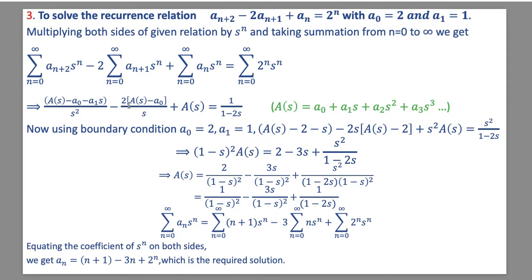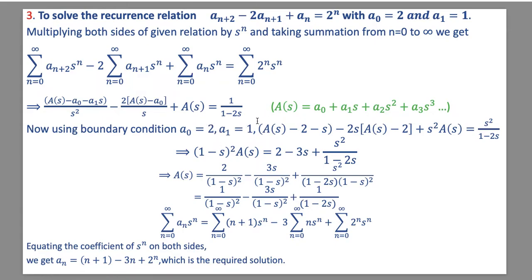So the next term is 2 As minus a naught. A naught is 2. So here it was s because we are multiplying by s square. So s square upon s is s. Now this is As multiplied by s square, and this is s square upon 1 minus 2s. We have multiplied each term by s square and substituted the values of a naught equal to 2 and a1 equal to 1.